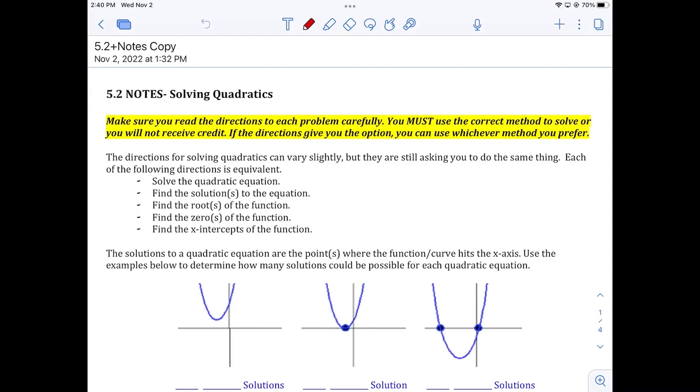Now, these things right here are all the same. When you solve the quadratic equation, y equals 0, you're going to want to add something here. Solve the quadratic equation.